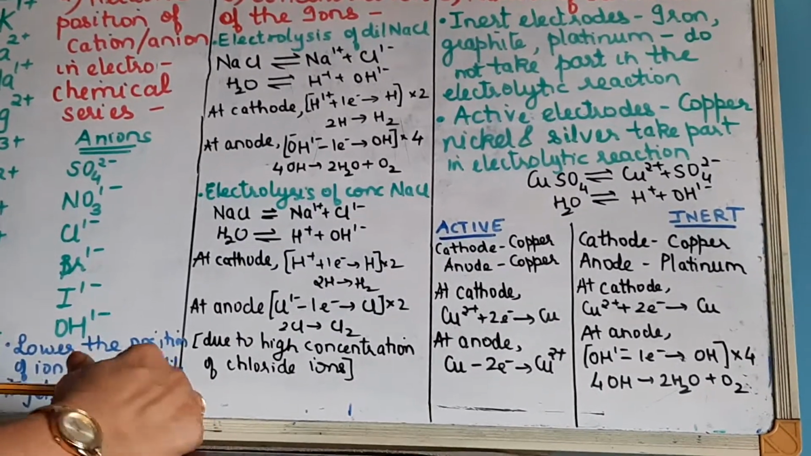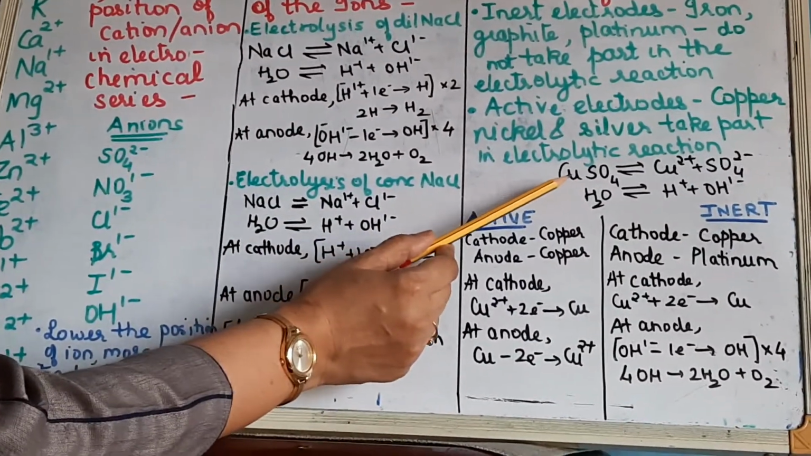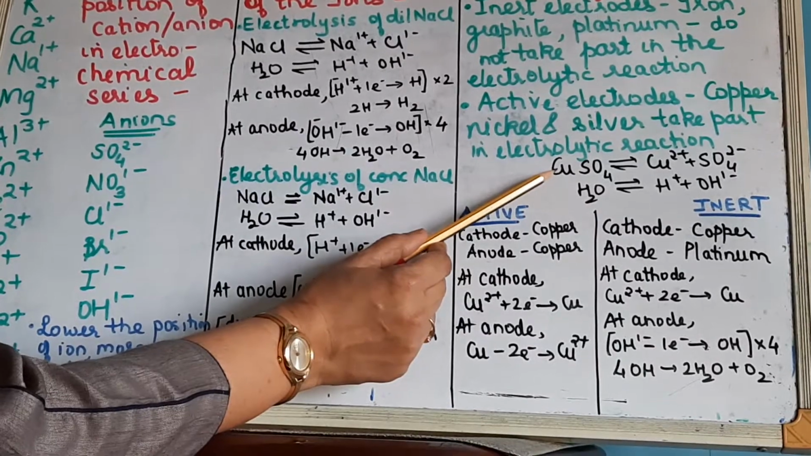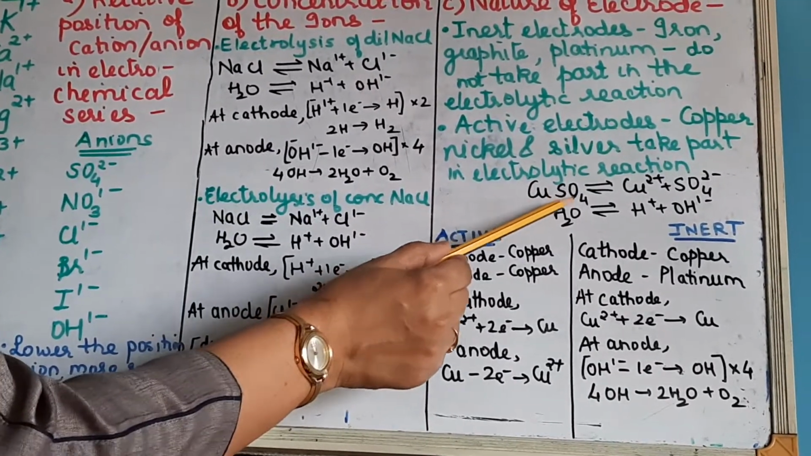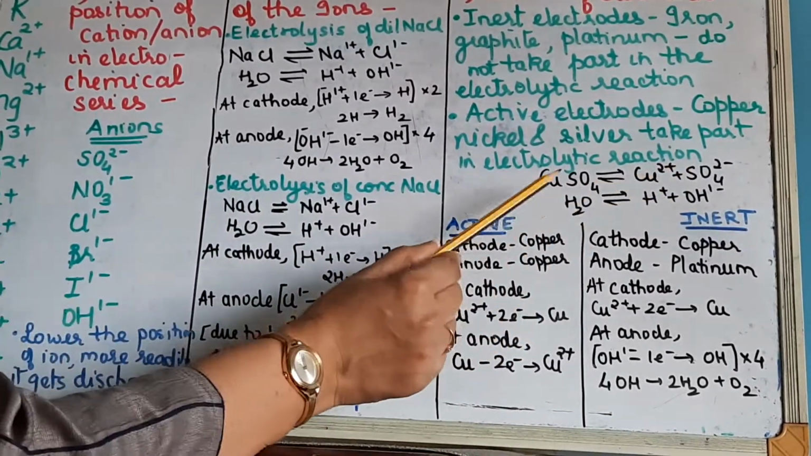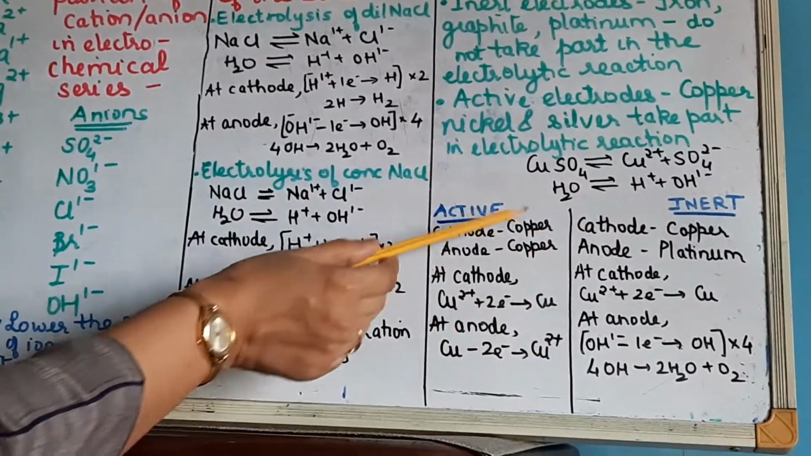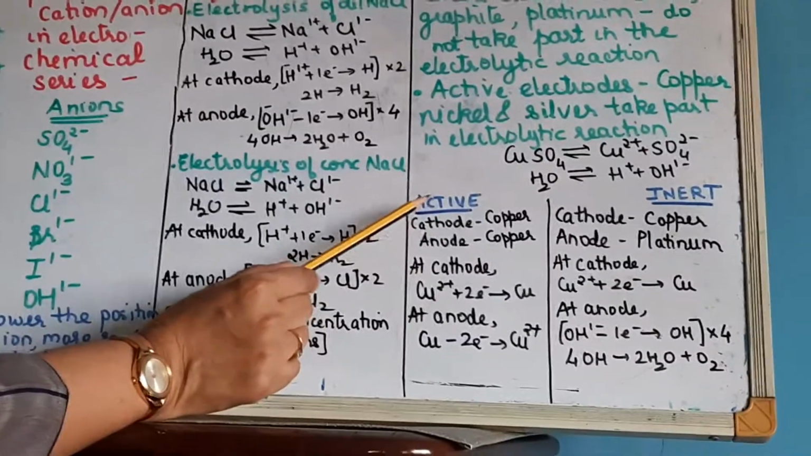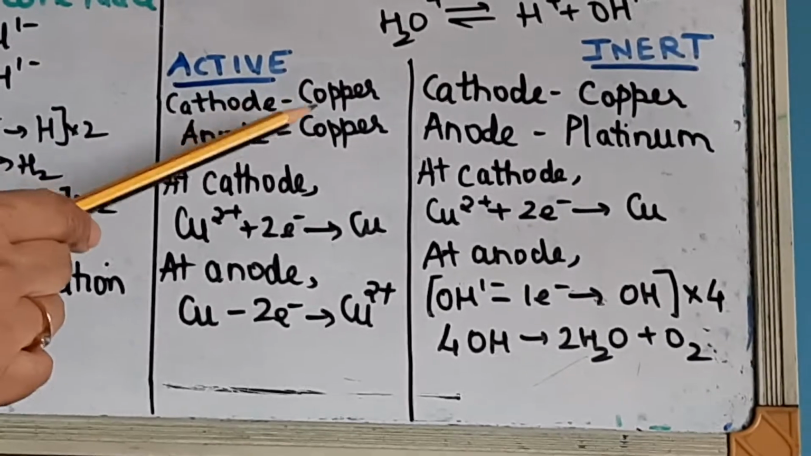Now we are considering the electrolysis of aqueous copper sulfate solution. So once you pass electric current, dissociation of copper sulfate will take place in this manner. So copper sulfate will dissociate to form what? Copper ions and sulfate ions, right? And water will form H plus and OH minus. Now consider that we are using active electrodes. Active electrode means cathode and anode both are made up of copper. Okay, cathode is also copper and anode is also copper.